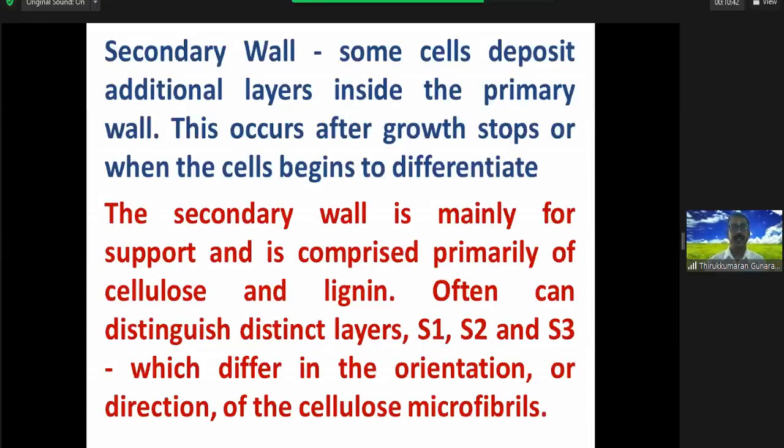The secondary wall is mainly for support and is comprised primarily of cellulose and lignin. Often they distinguish it. So this is the important thing.